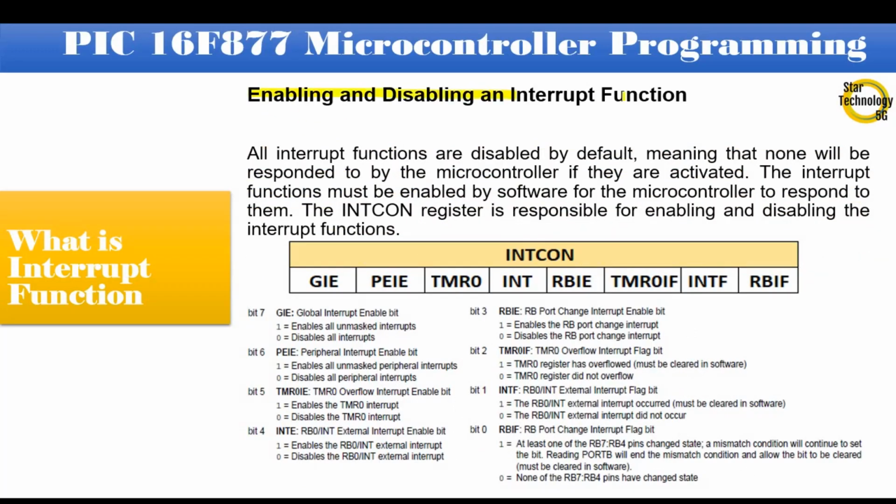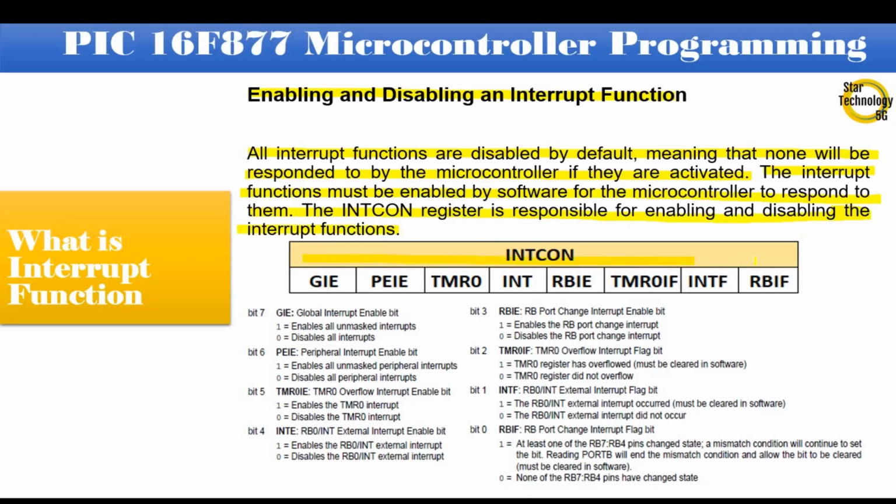Enabling and disabling interrupt functions. All interrupt functions are disabled by default, meaning that none will be responded to by the microcontroller if they are activated. The interrupt functions must be enabled by software for the microcontroller to respond to them. The INTCON register is responsible for enabling and disabling the interrupt functions.